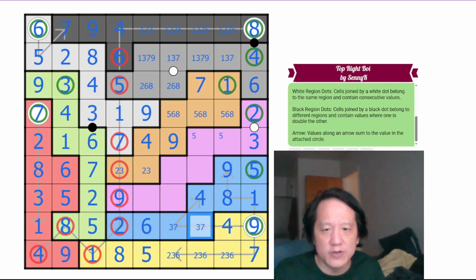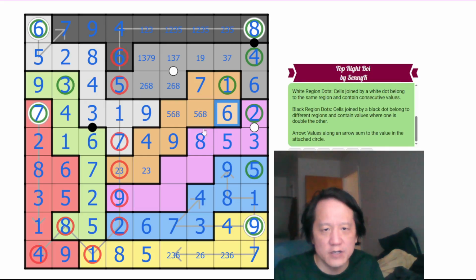7 eliminates 7 here, so it's 3 and 7. No more 3 here. No more 3 or 7 here. 1 can't be here because of 1 in the column. No 1 here. Okay, we have 5 and 8 remaining in row 5. This can't be 8 here because of 8 in the column. So this is 5, that's 8.